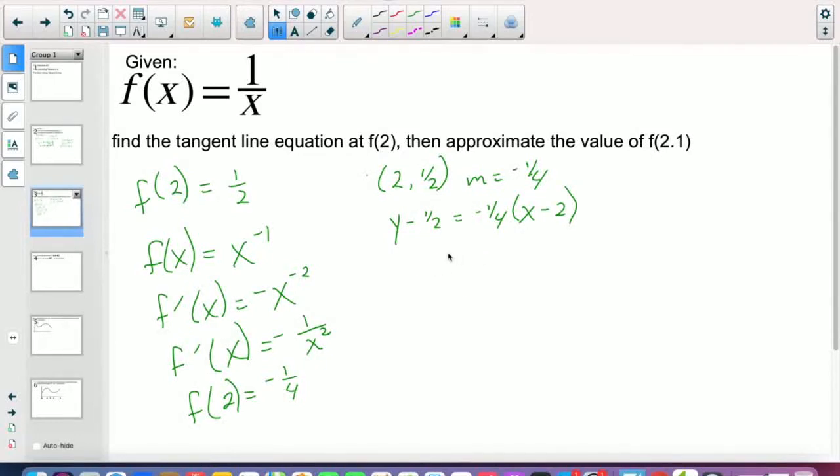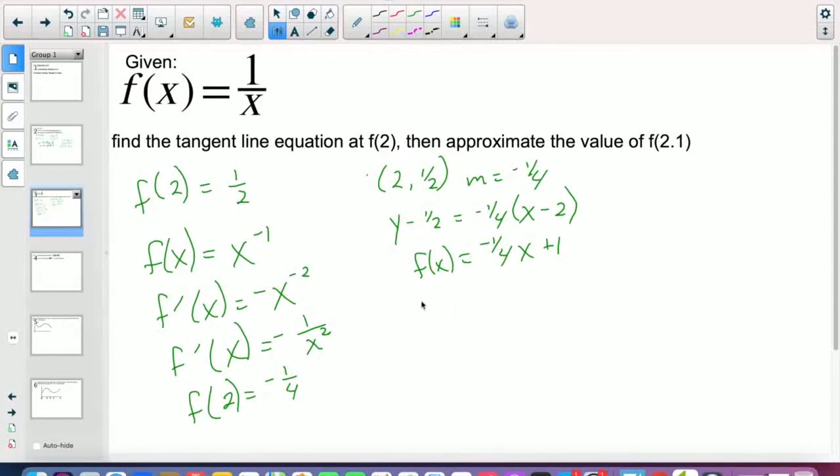I'm not sure this is really necessary to put in slope-intercept form, but they're asking for the value of f of 2.1, and I think that would be easier to do it in slope-intercept form. So negative 1/4 times x is negative 1/4 x. Negative 1/4 times negative 2 is a positive 1/2, and if I add this 1/2 to it, that'll be a plus 1 on that side. So we have y equals negative 1/4 x plus 1, and we need this as a function, so that would be f of x equals negative 1/4 x plus 1.